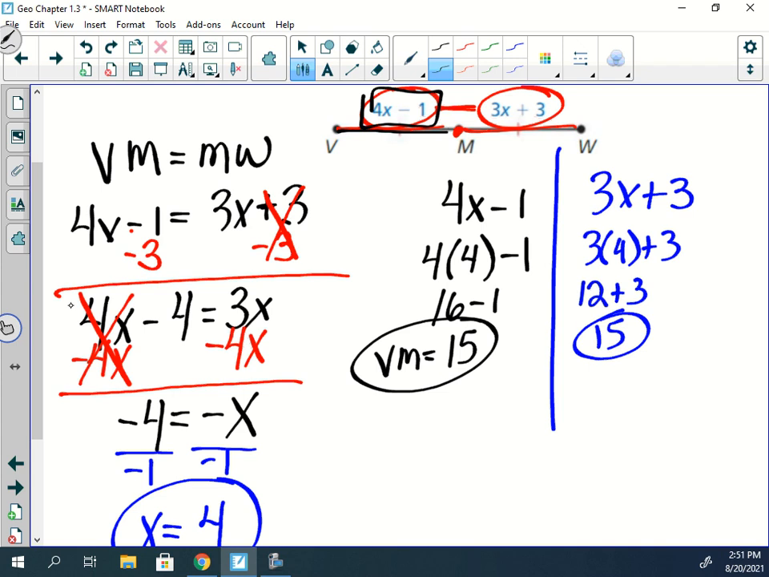If we found the right value of x, the length from B to M will be the same as the length from M to W. They will be the same. So the whole length, if we wanted to find the whole line, would be 30. Any questions on this here? Okay.